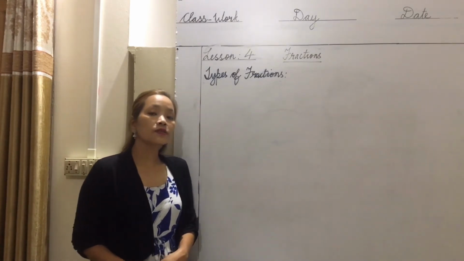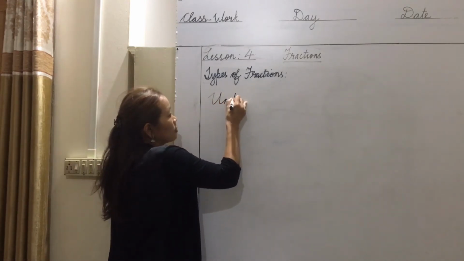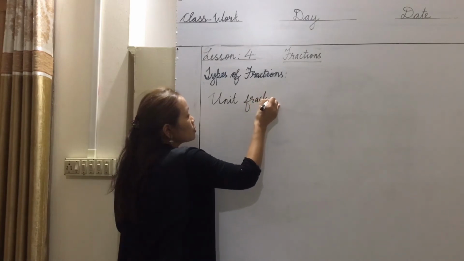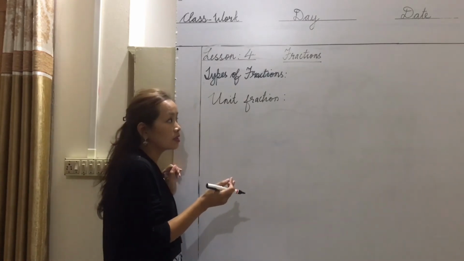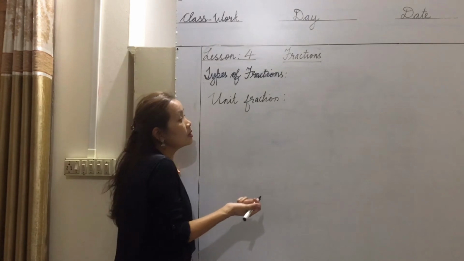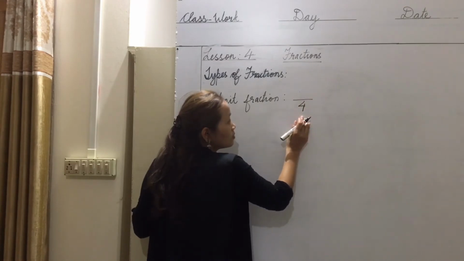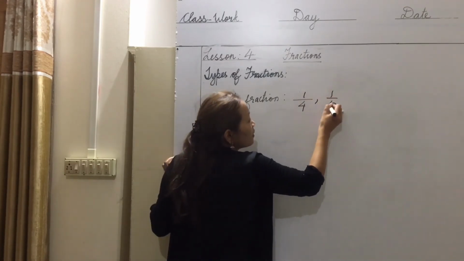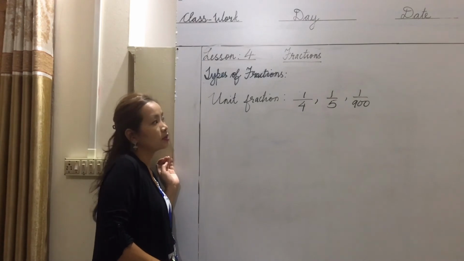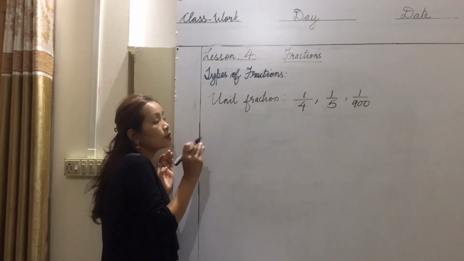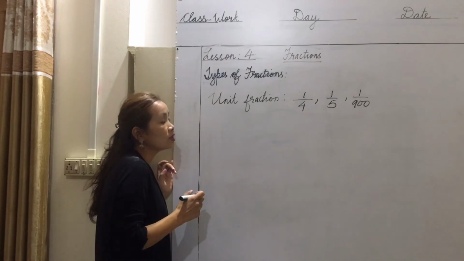Alright, now we will explain the different types of fractions. First, unit fraction. When we say unit fraction, unit means 1. That means in a unit fraction, we will have 1 as the numerator, right? The denominator could be any number, for example, 1 by 4, 1 by 5, 1 by 900. If the numerator is 1, whatever the denominator is, these fractions are called unit fractions.